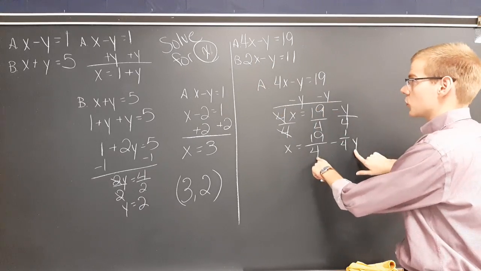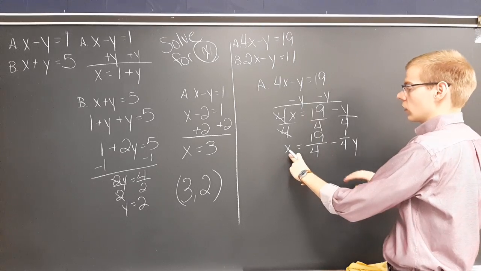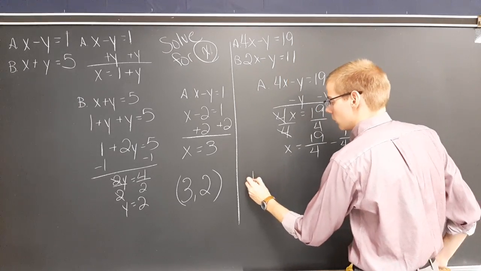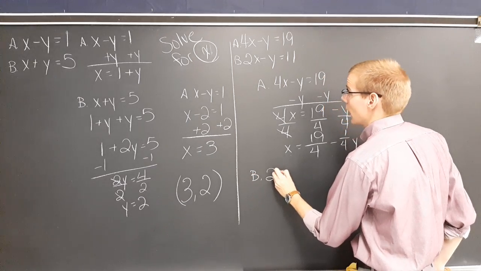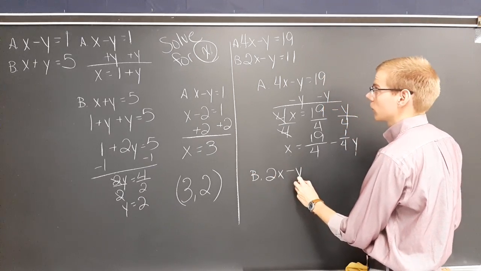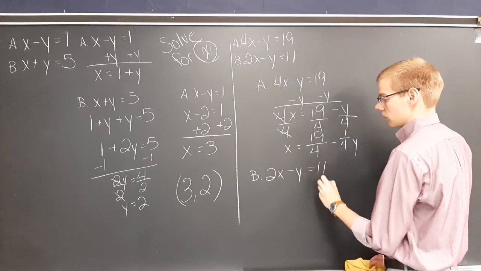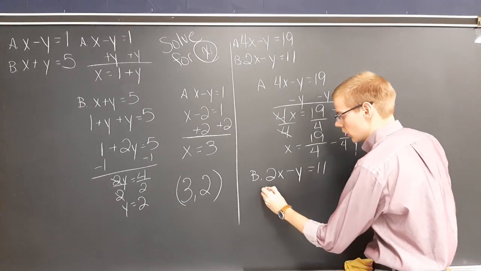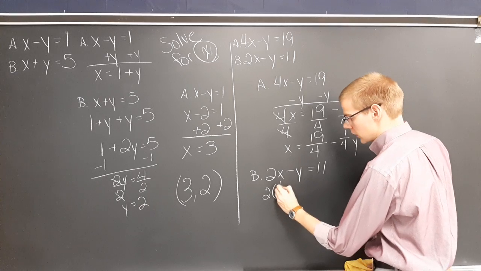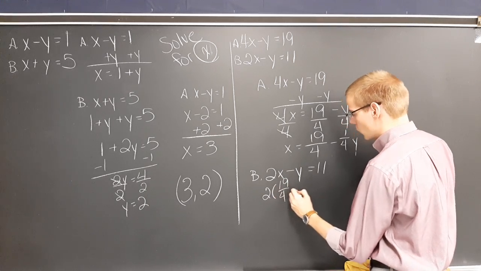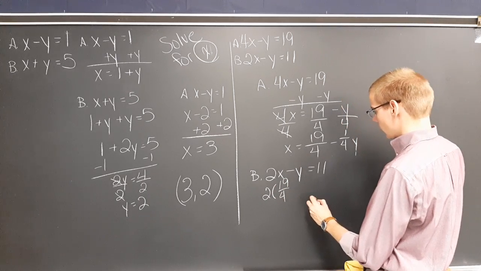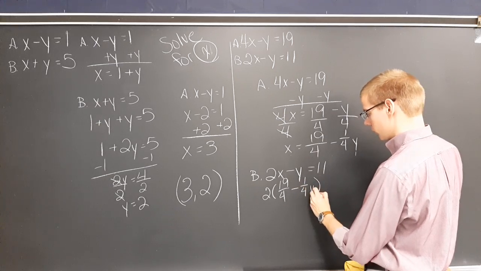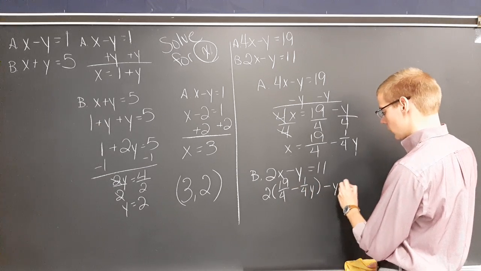Plug this part into x. So let's see if I have enough room here. B: 2x minus y equals 11. This entire part goes into here. So 2, parentheses, 19 over 4 minus 1 over 4y, minus y equals 11.